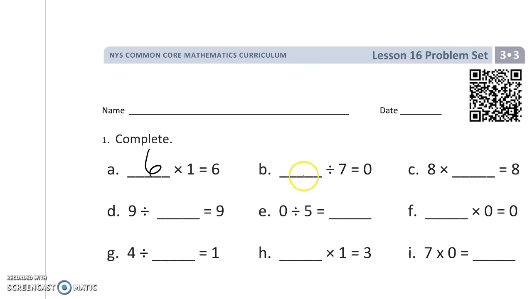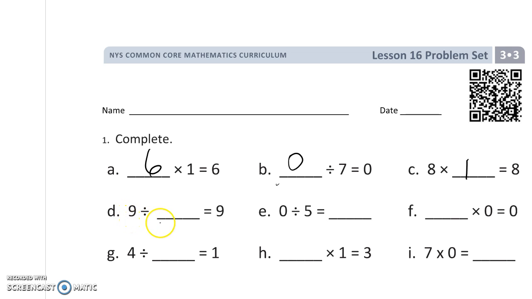Letter B. What divided by 7 is 0? So in this case, one way to think about it is, how many things, if I divide them into 7 groups, gives me 0 in each group? Well, 0. Or 0 times 7 is 0. Okay, if I don't have anything, and I put them in 7 groups, I still don't have anything. Okay? All right, 8 times what is 8? Well, when we have our answers the same as our number of groups, the missing factor has to be 1.